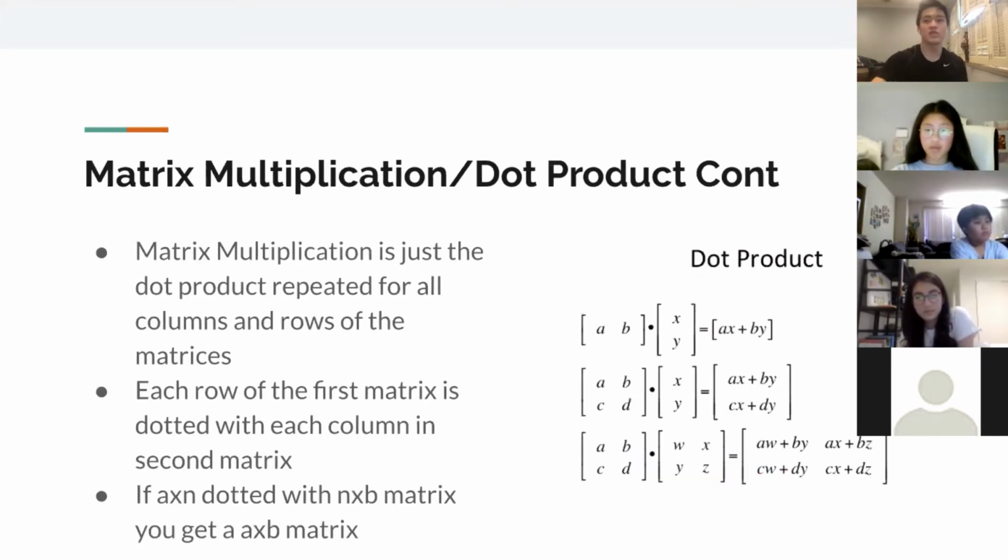So when a lot of people say matrix multiplication, what they really mean is doing this dot product operation repeated for all the rows and columns of two matrices.